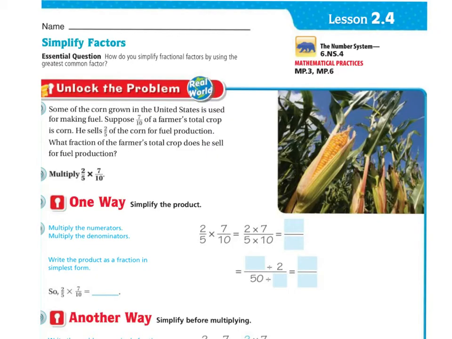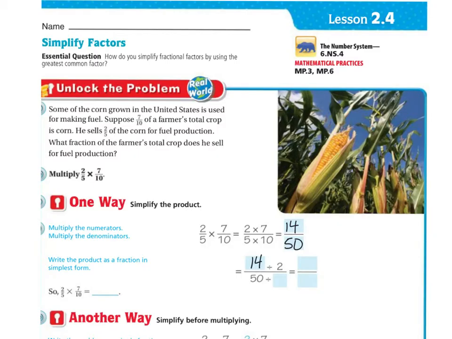Multiply the numerators and then you're going to multiply the denominators, right? So we have 2 times 7, and we have 5 times 10. So 2 times 7 is 14, and 5 times 10 is 50. So that means we have 14 over 50.